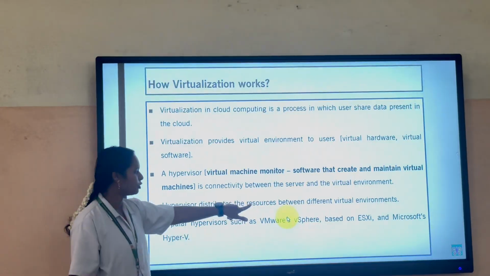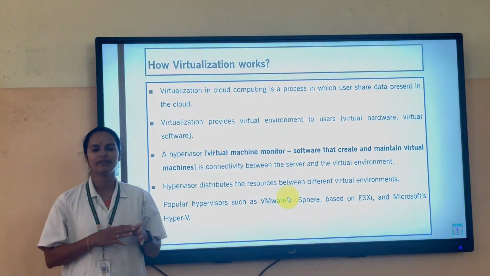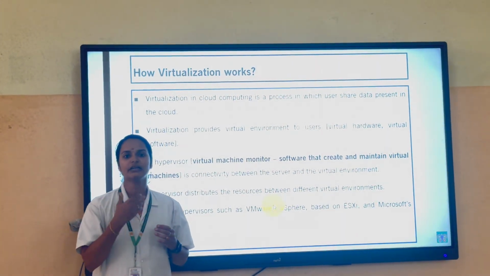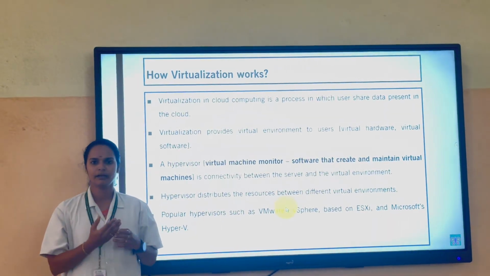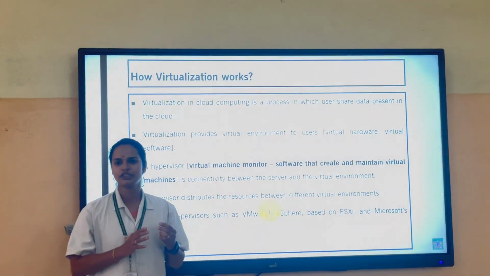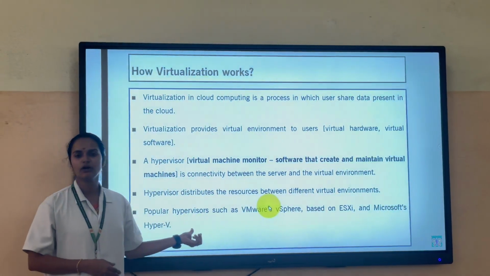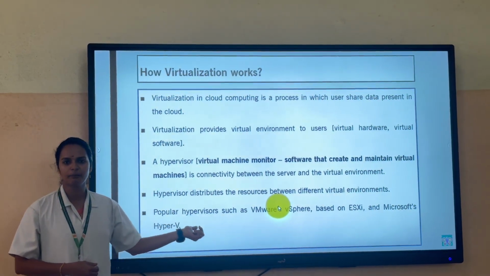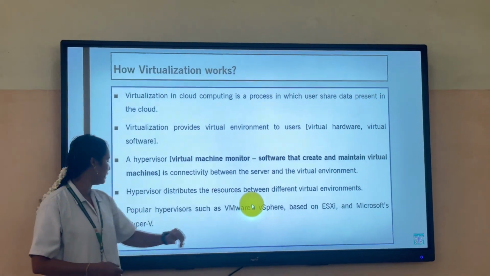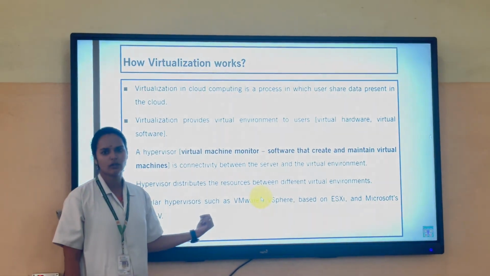Then it distributes the resources between different virtual environments, because in a virtual environment you will have multiple VMs available. Individual VMs are allocated different resources, which are maintained and controlled with the help of the hypervisor in your virtualized environment. Popular hypervisors listed as examples are VMware vSphere, which is based on ESXi, and Microsoft Hyper-V.